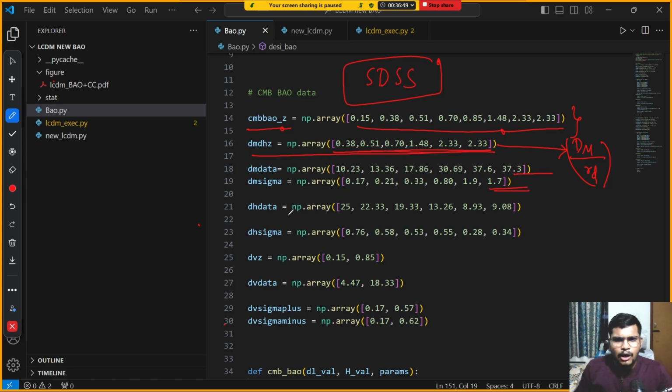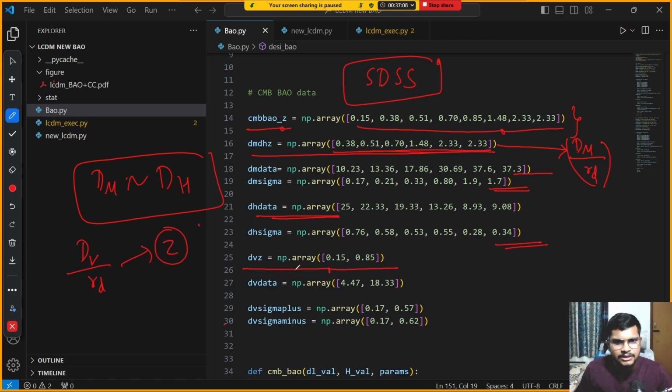What is the error, right? Over here you have DH data, DH again sigma. You understand that whenever we are having this DM, equivalently we are having DH. And again, now we have DV over rd, corresponding to whatever the redshift is for this data set. And if you look at the SDSS 2019 paper, 2014 revision, 2024 revision, you can find that for a certain redshift, 0.85, you will have certain data and there is a plus error and a minus error.